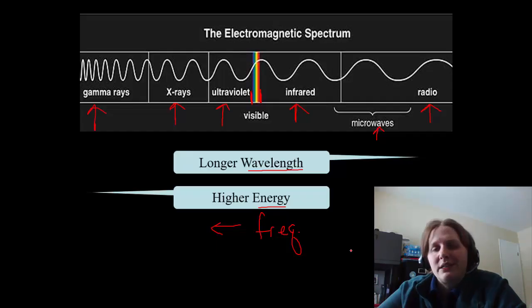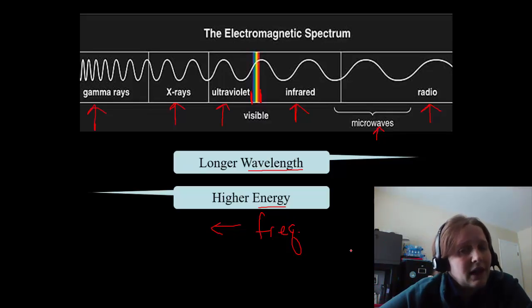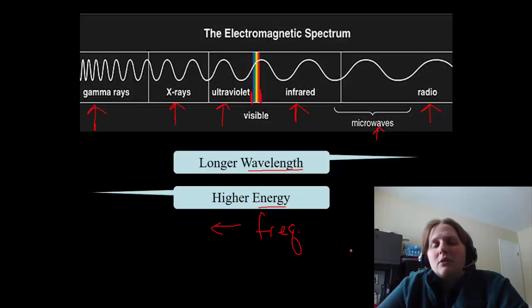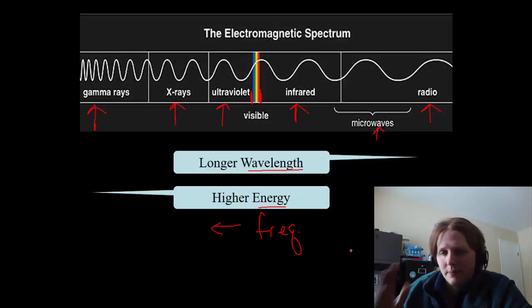All 3 of those ways are redundant ways to talk about energy. If you give me the wavelength, I know the energy and the frequency. If you give me the frequency of the light, I could tell you the energy and the wavelength. They're all redundant.